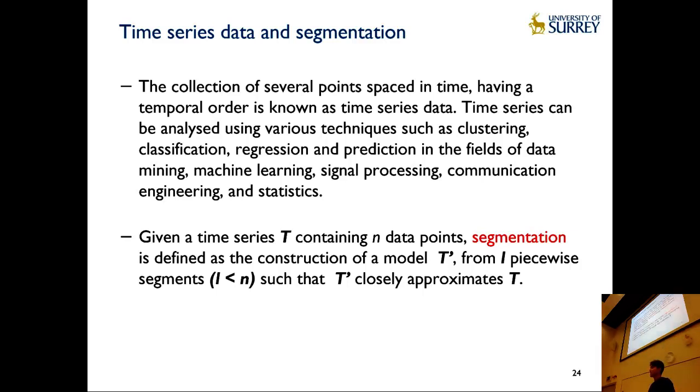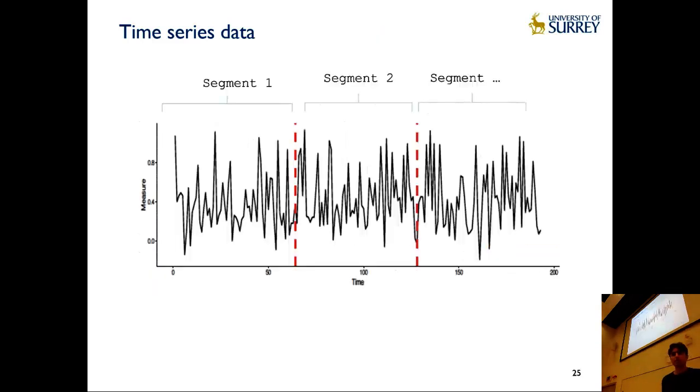In terms of time series data, going back to our data, one of the very first things we do to analyze time series data is segmentation. We have continuous measurements. On their own, they are sort of simple and at the same time complex, because we cannot really interpret what they are.